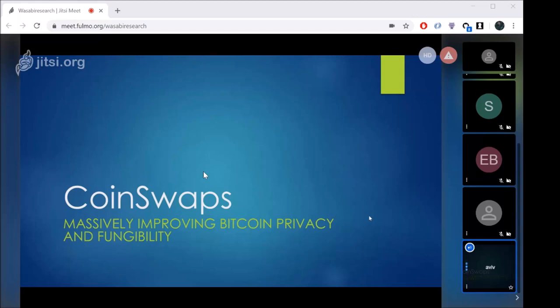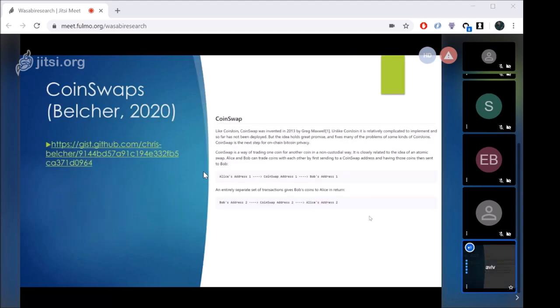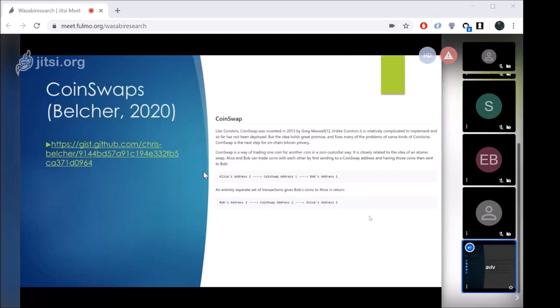Today we're talking about CoinSwaps, massively improving Bitcoin privacy and fungibility. A lot of excitement around CoinSwaps, so hopefully we can touch on some interesting things. This is a 2020 ongoing GitHub repo paper that Chris Belcher has been working on. You can view the original file here at this link. It's heavily based on the 2013 work by Greg Maxwell.